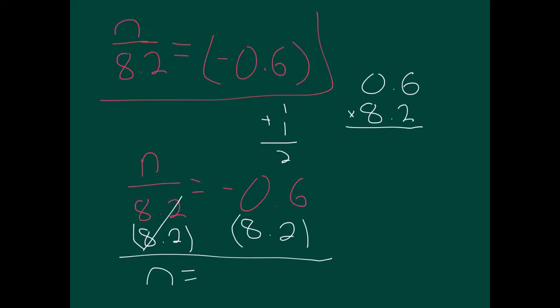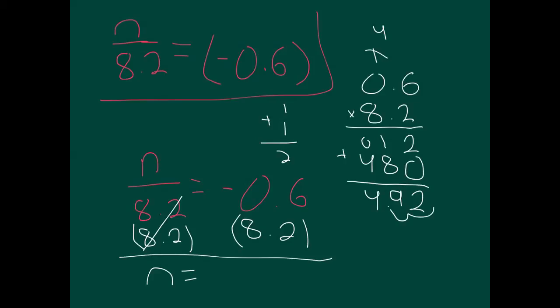2 times 6 is 12. 0 times 2 is 0 plus 1 is 1. 8 times 6 is 48. And 8 times 0 is 0 plus 4. So now you add it up. 2 plus 0 is 2. 8 plus 1 is 9. And then 4 plus 0 is 4. And then you move it over 2 decimal places. And so in this problem, n equals 4.92.